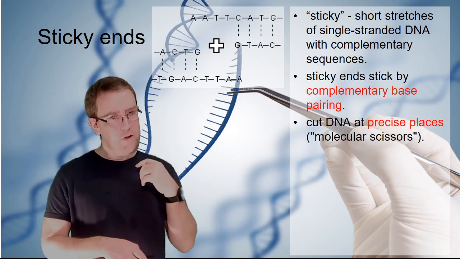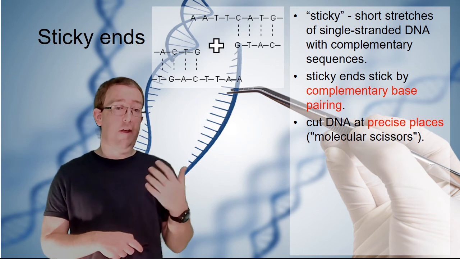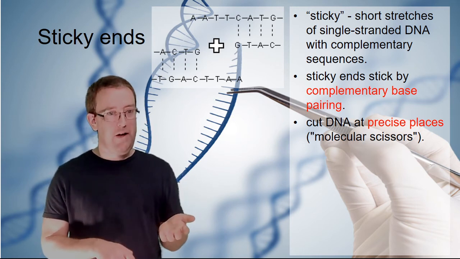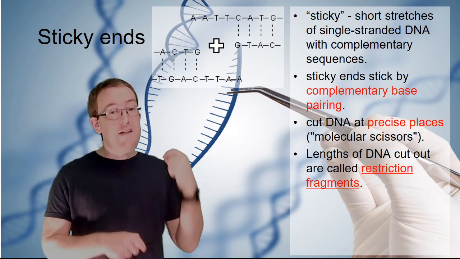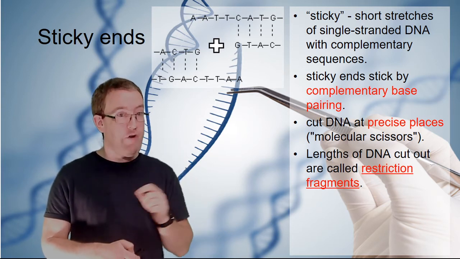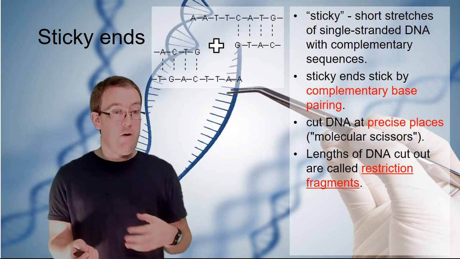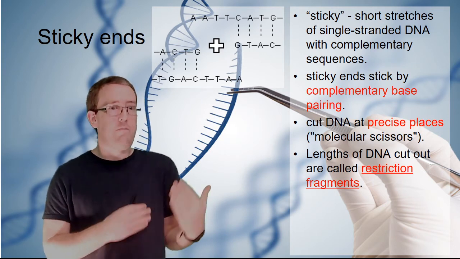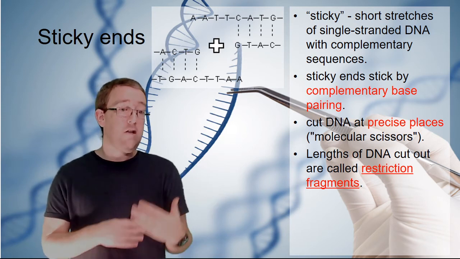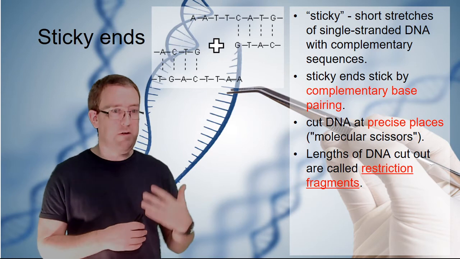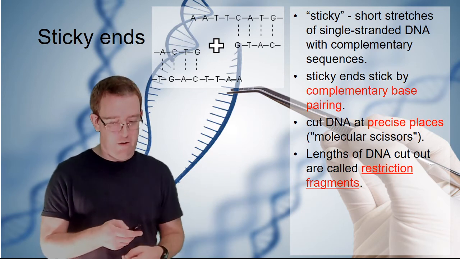Okay? So what are restriction enzymes for? Well, they cut DNA in precise places. They're kind of molecular scissors. Please don't write that in an exam, but that's what they are. These lengths of DNA cut out are called restriction fragments, and they can be used for all sorts of things, not just genetic engineering, but also mapping genes, because certain people's DNA with certain sequences will cut up in certain specific patterns, allowing you to tell the difference between different families or different species or whatever it might be.